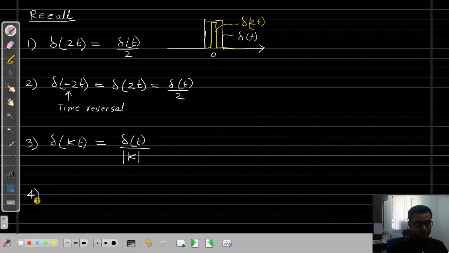Next, a very important property: x(t) times delta(t) is the same as x(0) times delta(t).